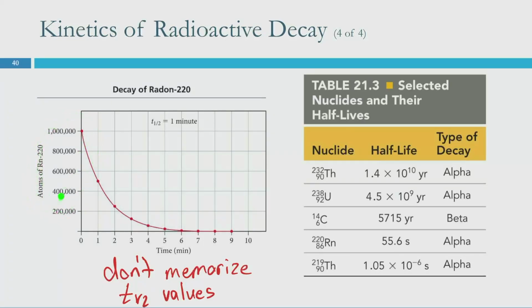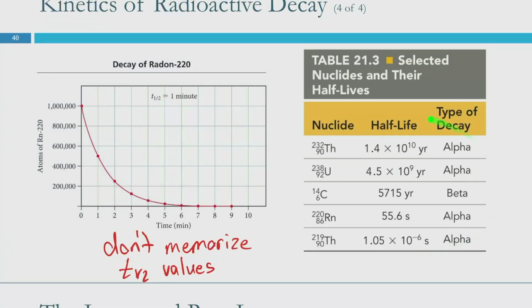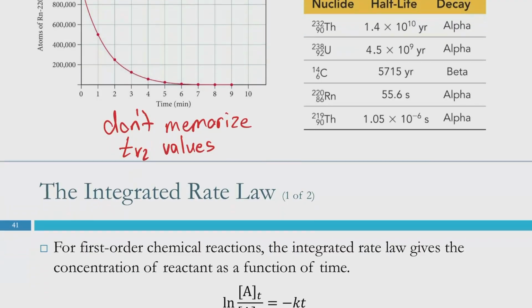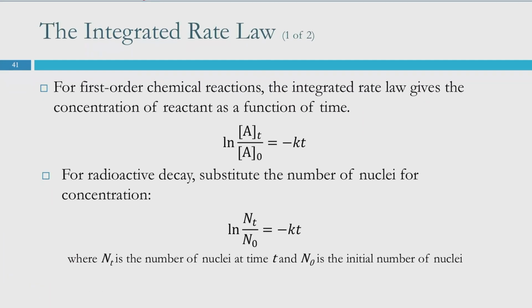The y-axis will have a different scale, the x-axis will have a different scale, different units, whatever. But if you scale them correctly, they should all basically look like this plot. And this is just a bunch of nuclides and their half-lives. That might be helpful for you for homework questions, for example. Moving on to the more interesting stuff.